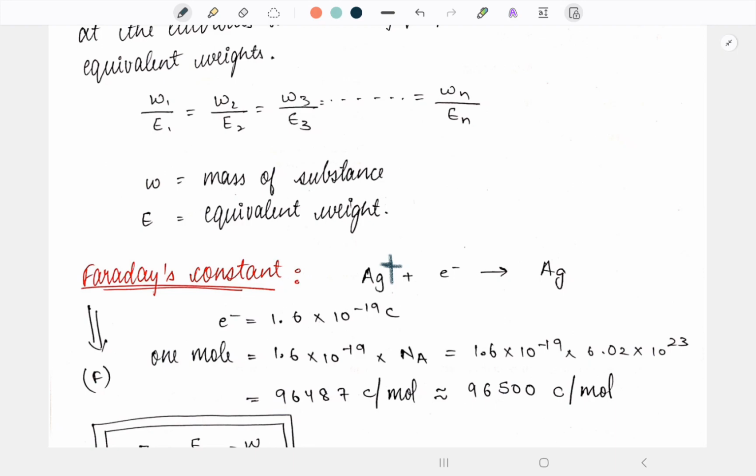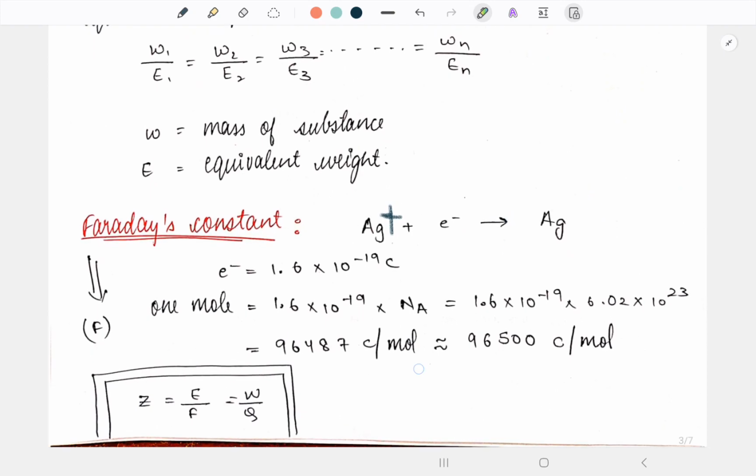The charge of 1 electron is 1.6 × 10^-19 coulombs. Therefore the charge of 1 mole, which we get by multiplying with Na, whose value is 6.02 × 10^23, is approximately 96,500 coulomb per mole. This quantity of electricity is called Faraday's constant, which is represented by the symbol F.